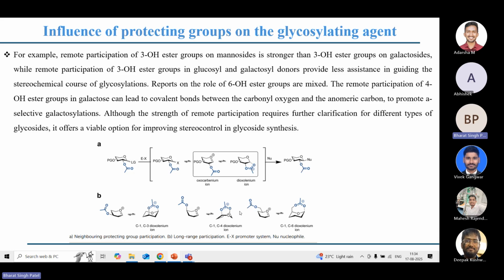But in the case of C3, C4, C6, now there are ways to determine the intermediate, either through low-temperature NMR or IR, and also there are ways like DFT. People have characterized this intermediate too, and these intermediates also give a proper understanding of the outcome, how the stereochemistry is getting altered.